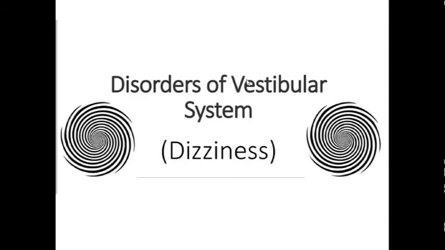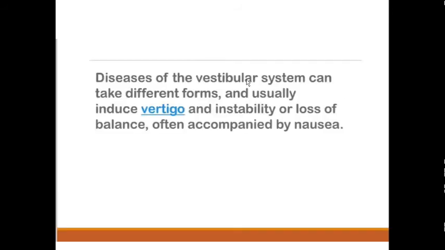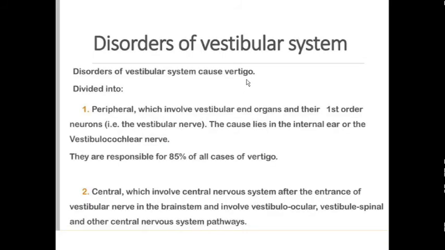Okay. Just in brief about vestibular disorder. The first is dizziness. So diseases of the vestibular system can take different forms, and vertigo is the most prominent symptom, often accompanied by nausea. So disorders of the vestibular system are again divided into peripheral cause and central cause, which we have done. I have already told you 85% cases are peripheral in nature. Peripheral, remember, good prognosis. Once it's a central cause, it becomes very difficult to treat.